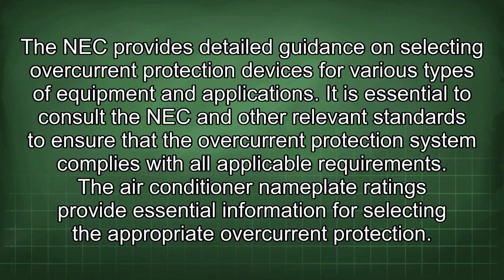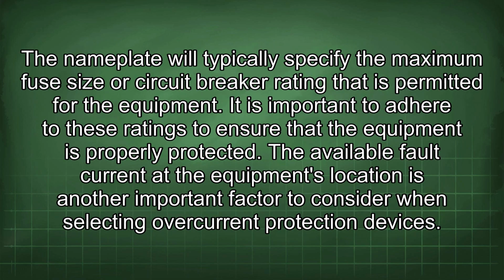The air conditioner nameplate ratings provide essential information for selecting the appropriate overcurrent protection. The nameplate will typically specify the maximum fuse size or circuit breaker rating that is permitted for the equipment. It is important to adhere to these ratings to ensure that the equipment is properly protected.